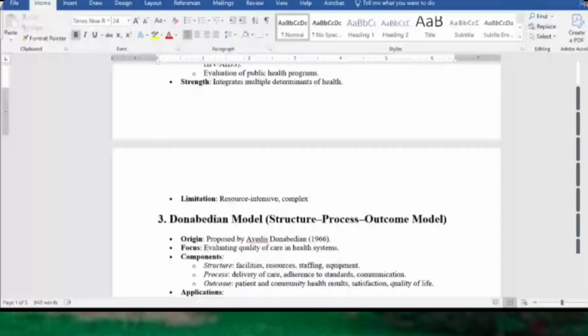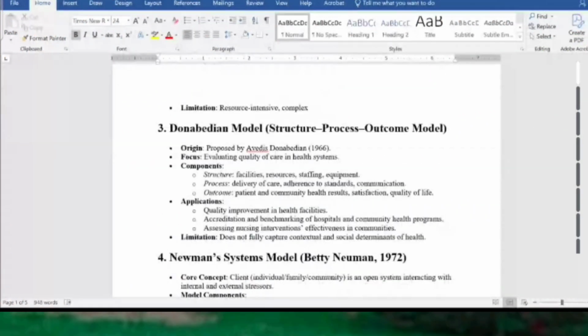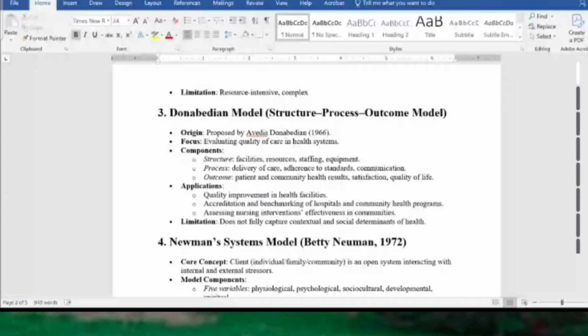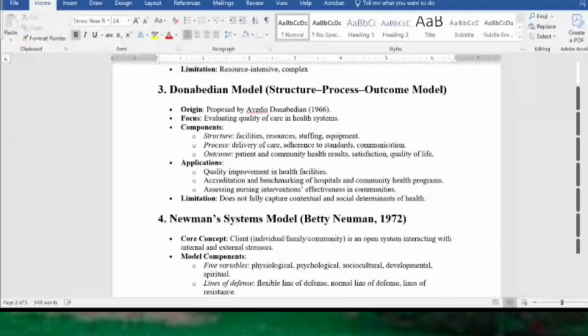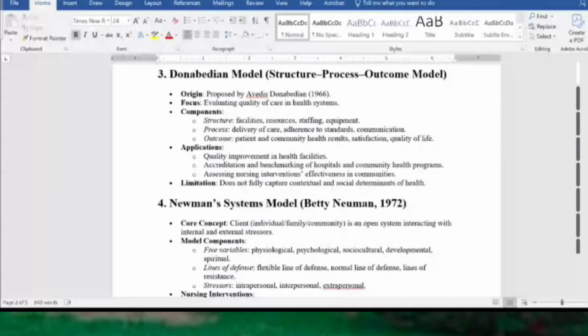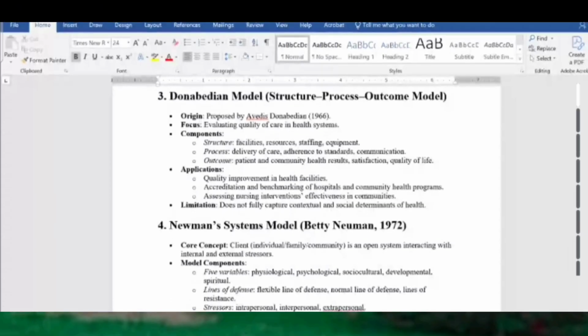Now we have got another model. So who is next? Crispin Parasa, you can read for us.